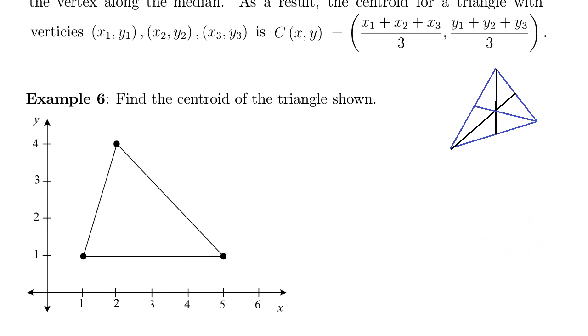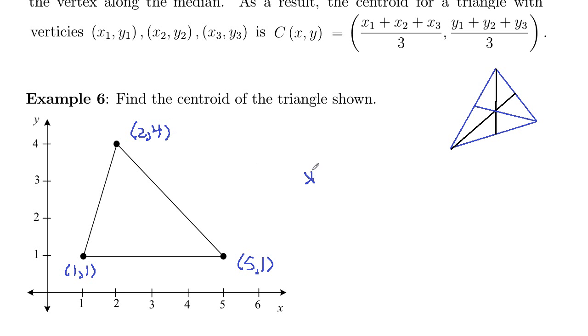So let's find the centroid of this triangle here. We want to find the coordinates of the vertices. Down here we've got (1, 1). Out here we've got (5, 1). And then this one up here, let's see, (2, 4).